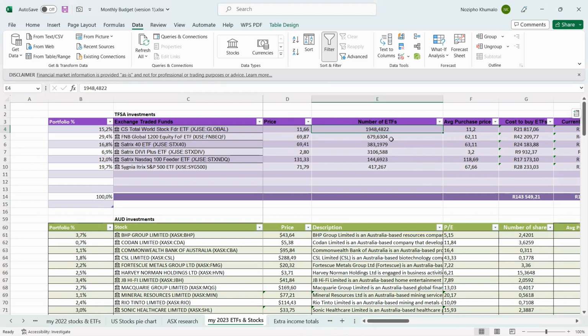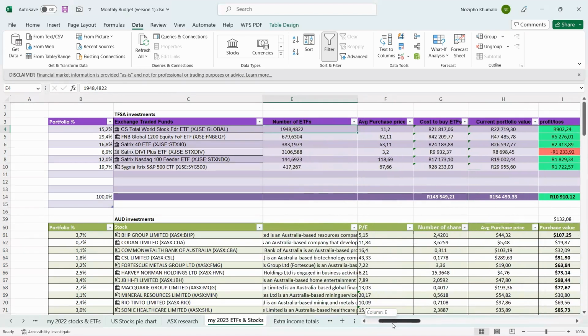So these are the number of ETFs I have for each of my ETFs. Where it says average purchase price, for this TFSA table, I put in the average purchase price myself from EASYEQUITIES. Where it says cost to buy ETFs, I also input that manually from EASYEQUITIES as well. Then where it says current portfolio value, that's calculated using data on this table. You see the calculation is written over there. It takes the number of ETFs and multiplies by the price.